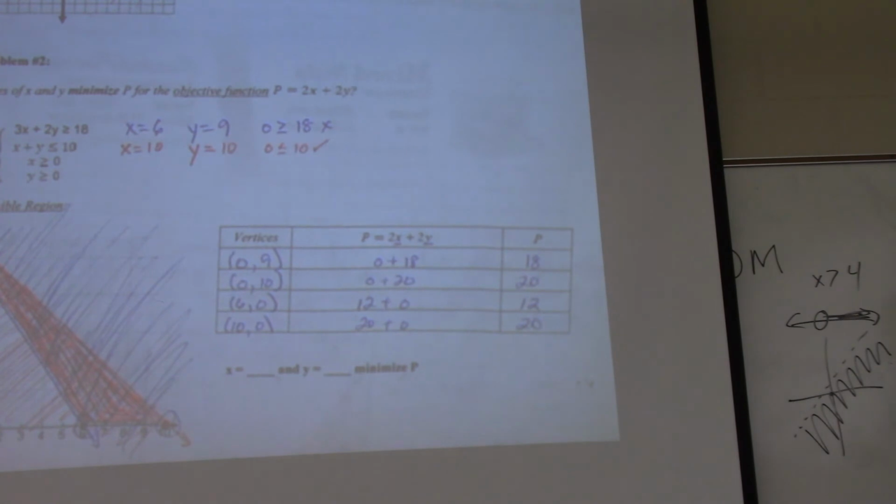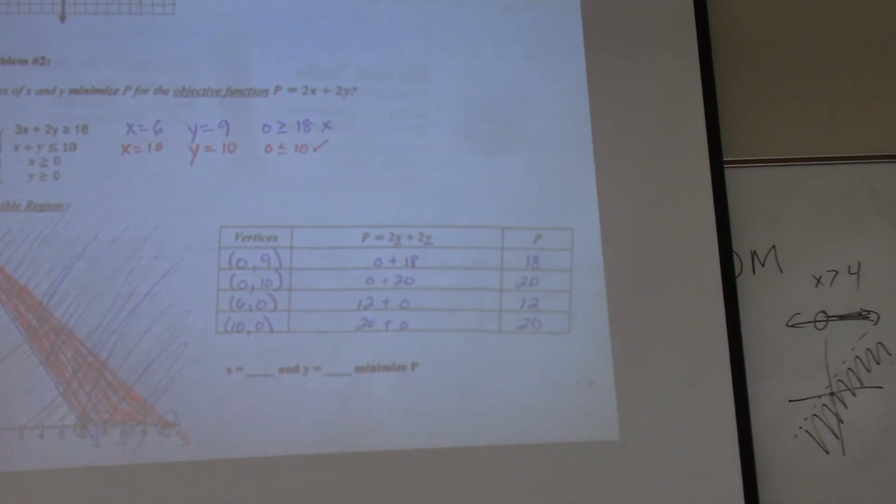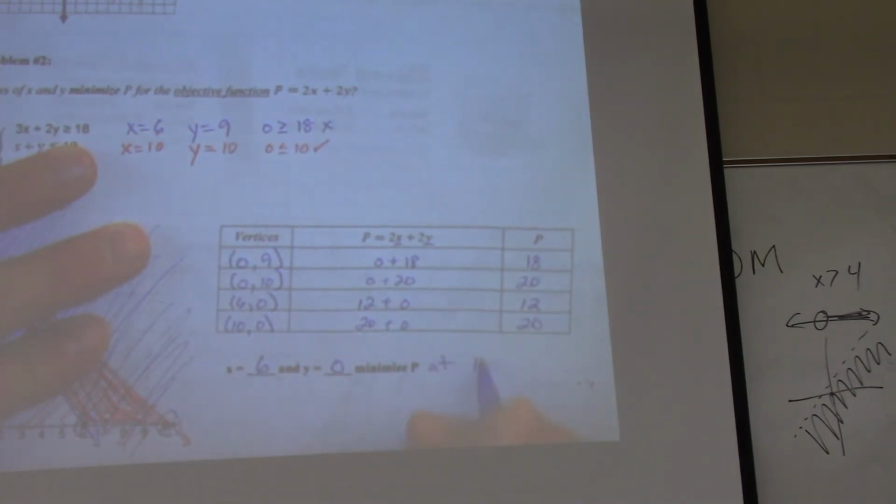Uh-oh. What happens when you get 2 answers? You don't have to. Why not? Because we're minimizing. Ah, see, I was trying to get you. Right? There's not 2 answers here because it asks me to minimize it. Which point gives me the minimum? 12 is the minimum, right? Oh. So minimum would be the smallest value, which is at 6, 0. So x equals 6 and y equals 0 at 12.